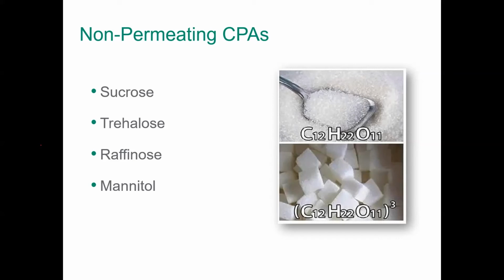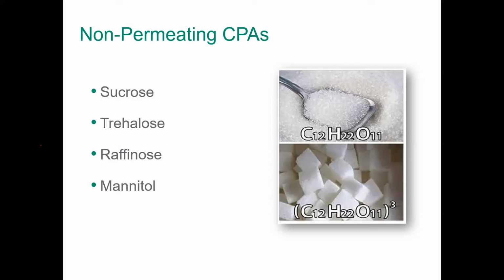So with the non-permeable cryoprotectant, we have sugar and we have macromolecules. The most common sugar used in vitrification, sucrose, has been used for a long time, and trehalose, raffinose, and mannitol. And this is just an example. More and more sugars are actually being tested and used to make the media when it was made in-house.